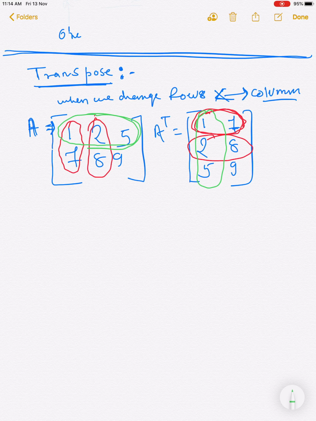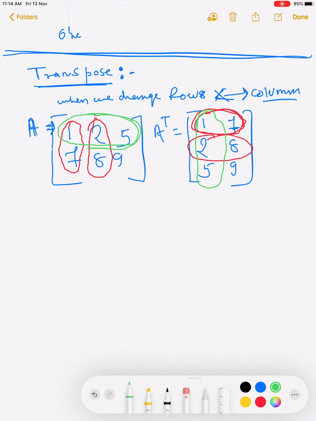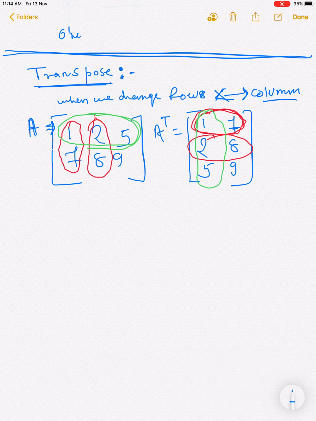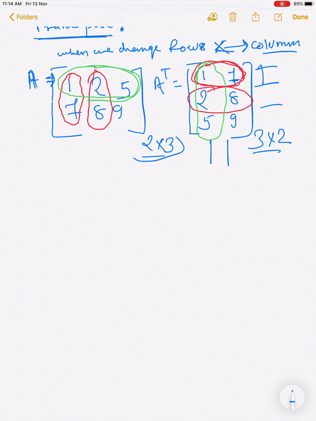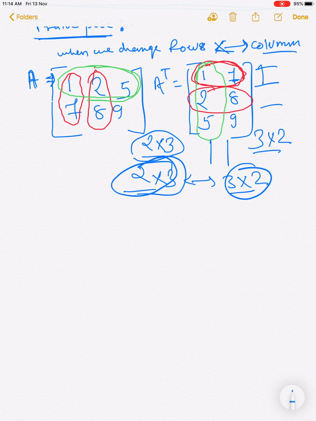What about the order? Here the order of this matrix is what? Number of rows first, 2 rows, then number of columns, that is 2 by 3. Then for the transpose, number of rows 3 and number of columns 2, so 3 by 2. What happened? The order reverses, 2 by 3 into 3 by 2. So transpose.